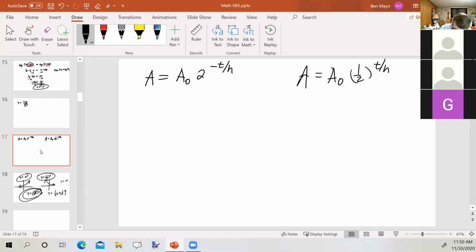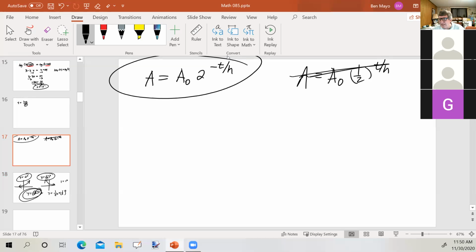They used a base of 2, but a negative t as an exponent. So this is actually a decreasing formula, okay? And it's decreasing at what rate? Well, at half. So it's a half-life formula. Now, how does that work?